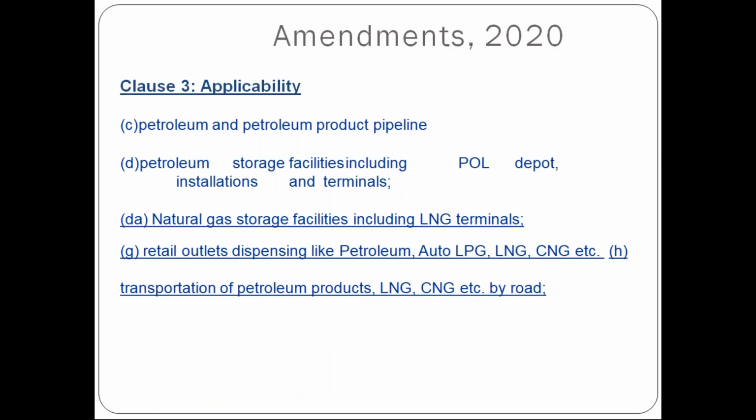This particular regulation, as we discussed, is applicable for all petroleum and petroleum product pipelines, all depots, installations, terminals, natural gas storage facilities, retail outlets like auto LPG, LNG, CNG, and transportation of products by road.